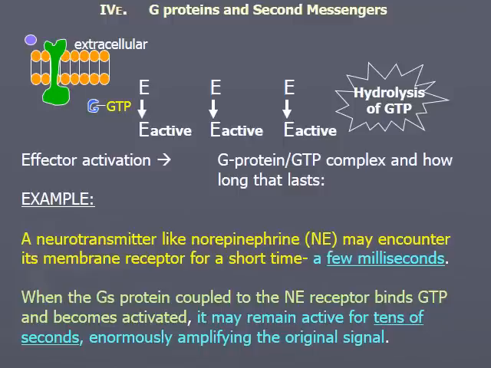So this is why a neurotransmitter like norepinephrine may encounter its membrane receptor for a short period of time, as short as a few milliseconds, but its signal may last for tens of seconds. Because yes, it can bind and fall off, but those G proteins that have been stimulated and are acting on the effector enzyme will stay stimulated until the GTP is hydrolyzed. Do you feel comfortable with that? Again, all I'm really trying to tell you is that what dictates when the signal stops after the ligand falls off is the hydrolysis of GTP.